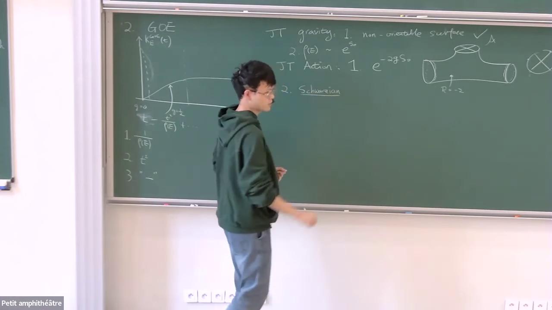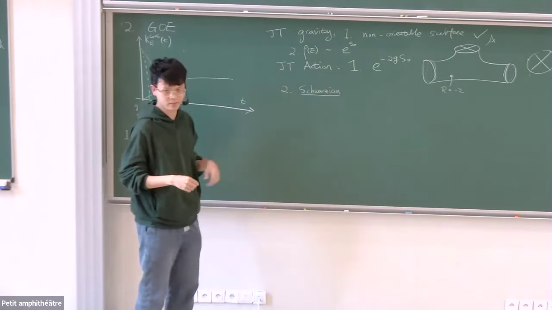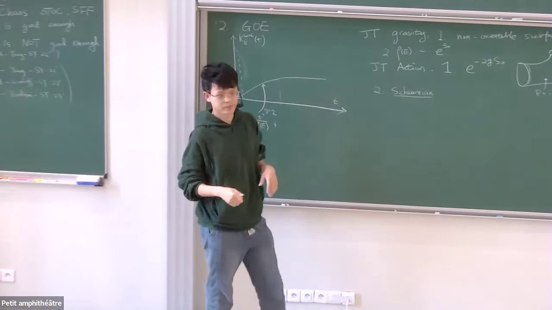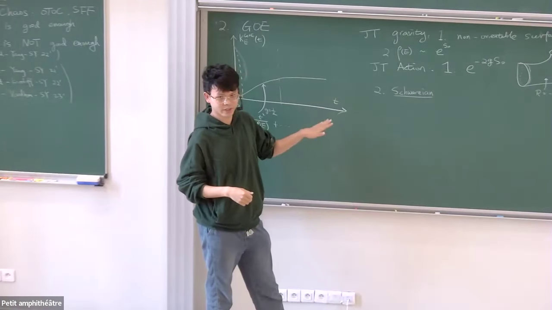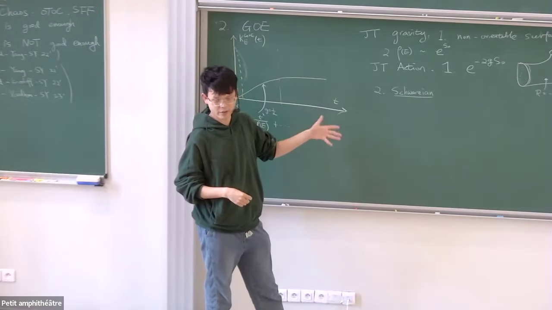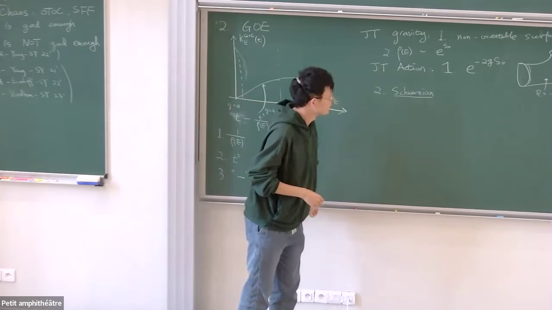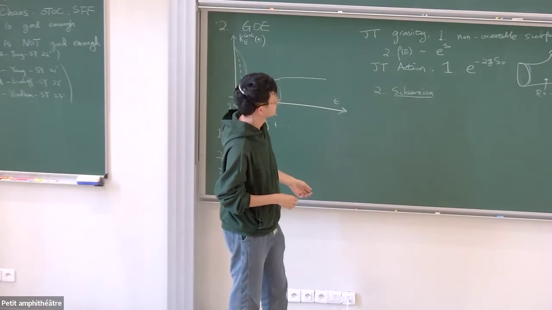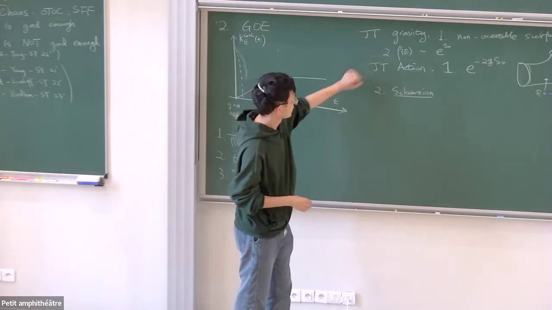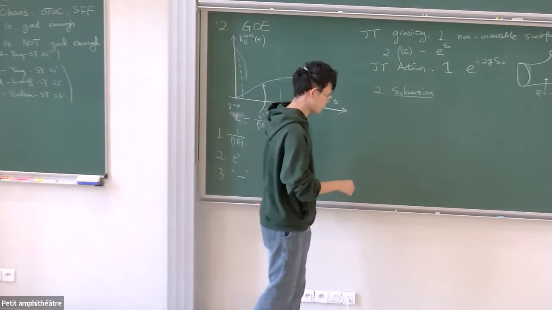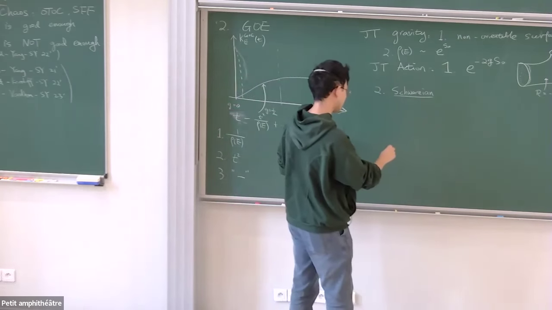And one nice thing for this model is that it's exactly solvable. So actually for JT gravity, you don't really need to rely on saddle point plus polarization. You can actually do the path integral exactly. I think that's a pretty important feature for us to do the computation.